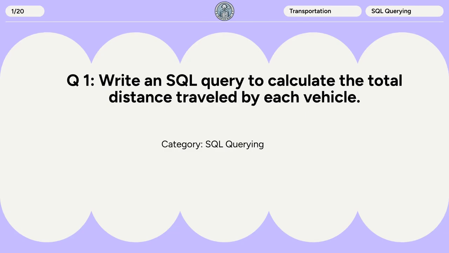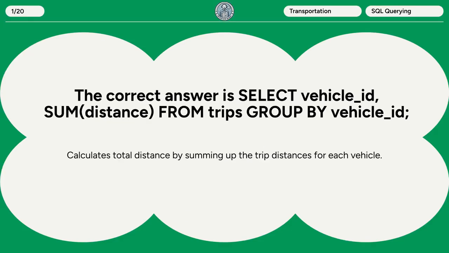Question 1. Write an SQL query to calculate the total distance traveled by each vehicle. The correct answer is: SELECT vehicle_id, SUM(distance) FROM trips GROUP BY vehicle_id. Calculates total distance by summing up the trip distances for each vehicle.